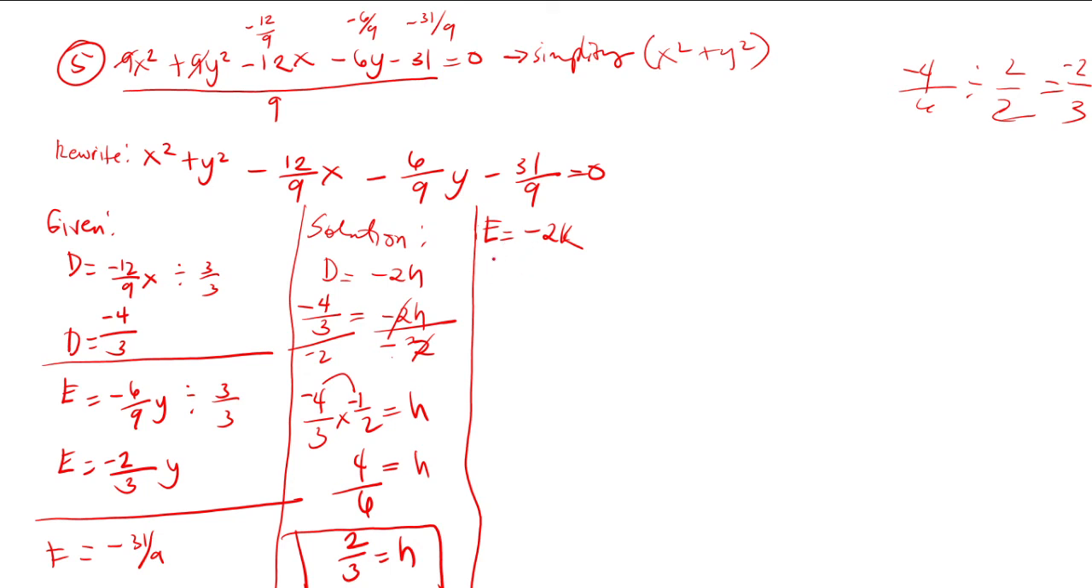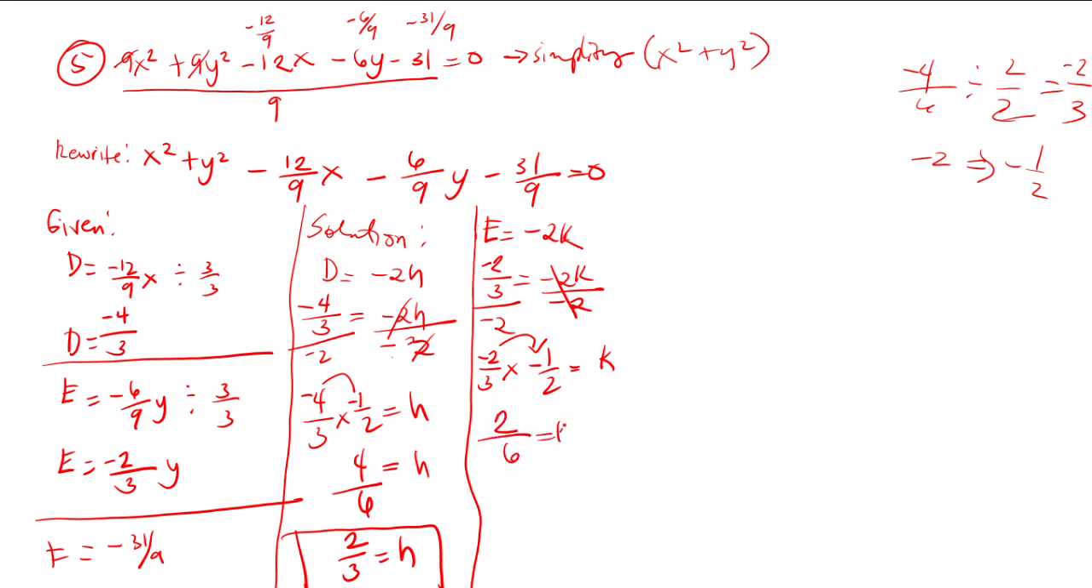Next, E is negative 2 over 3 is equal to negative 2k. And then, divide both sides by negative 2. Cancel out. Negative divided by negative is positive. Pero, kuhanin mo yung reciprocal ng negative 2. Ang reciprocal na negative 2 is negative 1/2. Tama? So, negative divided by negative is positive. So, we have negative 2 over 3 times negative 1/2 is equal to the value of k. Next, negative 2 times negative 1 is positive 2. 3 times 2 is 6. That is the value of k.